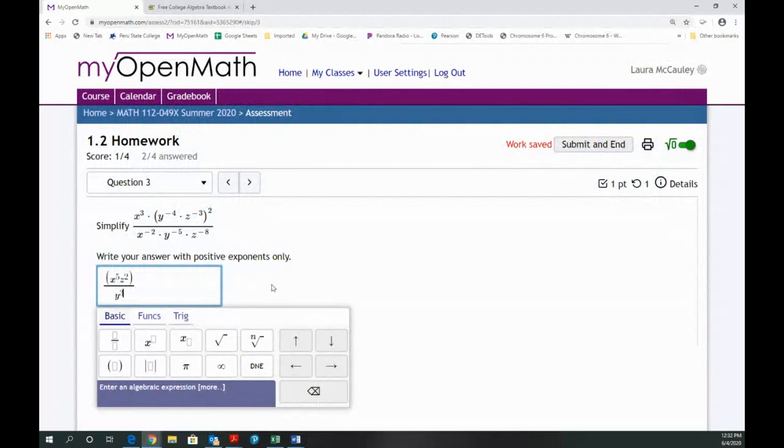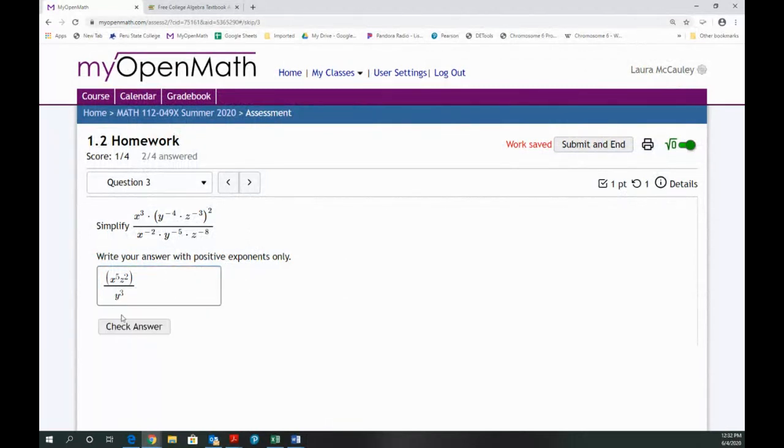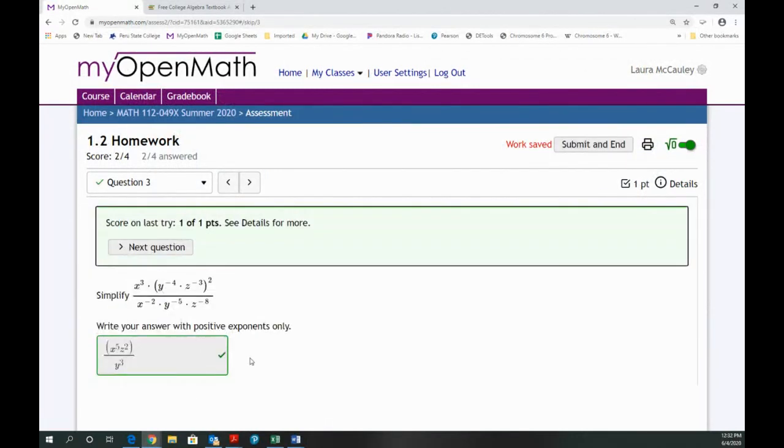Also, did you notice that it said syntax error there for a moment? That's because I hadn't put anything in the denominator yet. So it'll let you know if you've entered something incorrectly.